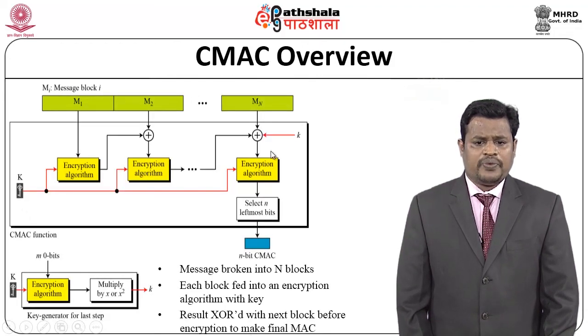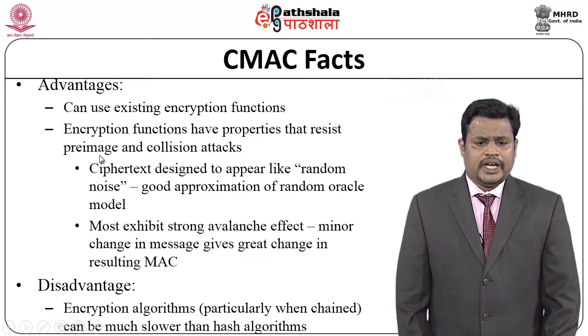So this is the overview of your CMAC. M1, M2, up to Mn go through an encryption algorithm, your AES or DES, finally generating the MAC; we already discussed how this is used in cipher block chaining. Some advantages of CMAC: it can use existing algorithms, and encryption functions have the property of resisting pre-image and collision attacks, which are a concern in hashing. The disadvantage is that encryption, particularly when chained, is much slower than the hashing technique.